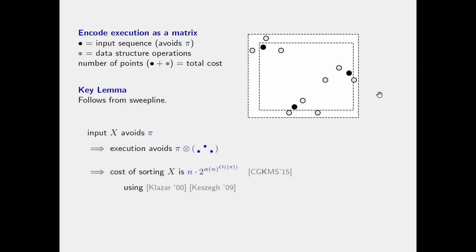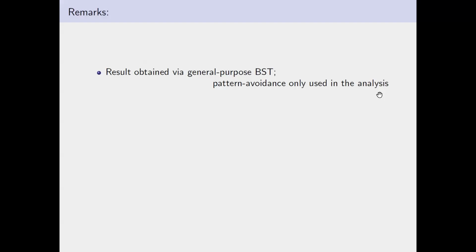So it's almost linear. And what's important, we have a general purpose algorithm which has no idea about the avoided pattern, or it's not tailored to the pattern. It just does its simple thing. And this bound comes out from this analysis that somehow this pattern avoidance leaks through the algorithm, and the execution will also avoid some pattern. Okay, and yeah, just some remarks. So yes, this pattern avoidance was only used in the analysis.